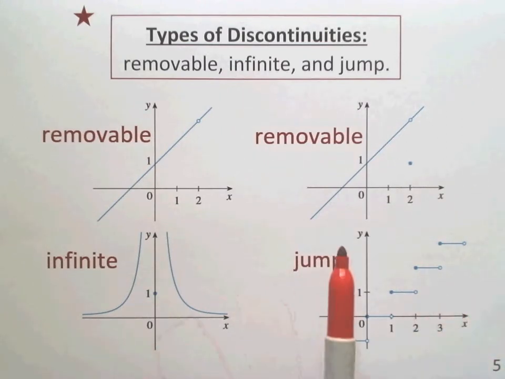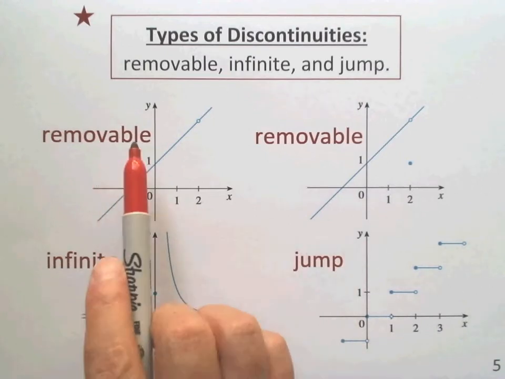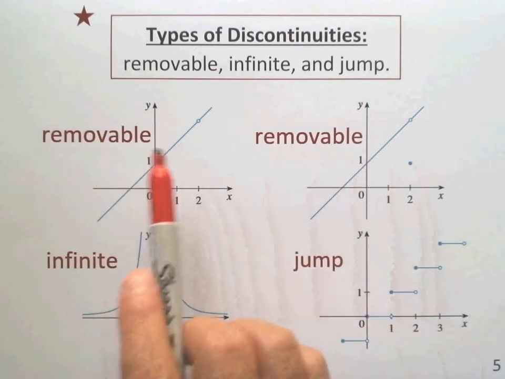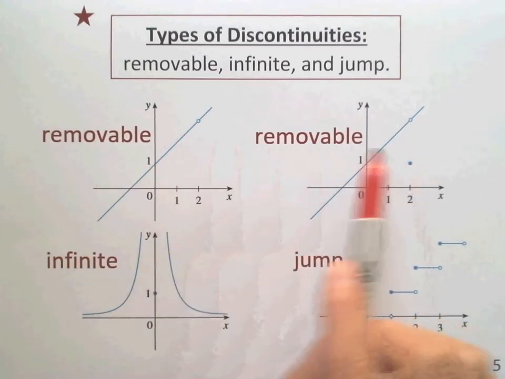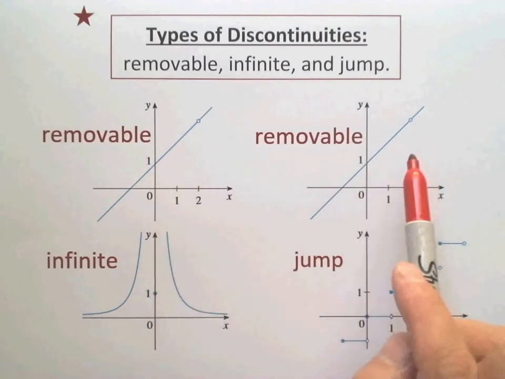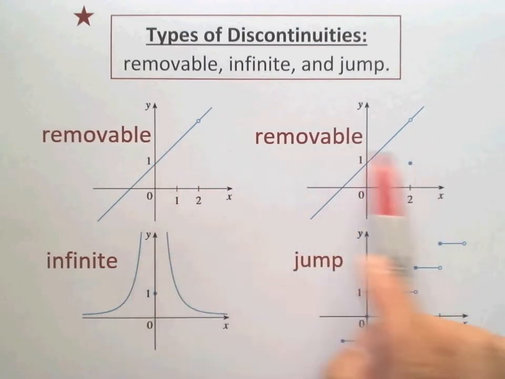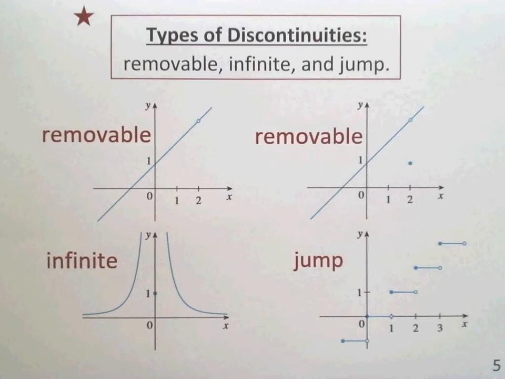So we summarize. The first 2 are removable. For removable, the limit exists, right? The limit exists for the first 2, so we call it removable. For the second 2, the limit does not exist. This one diverges, called infinite. This one does not diverge, but the left limit does not equal the right limit, so we call it jump. So, all 3 types.